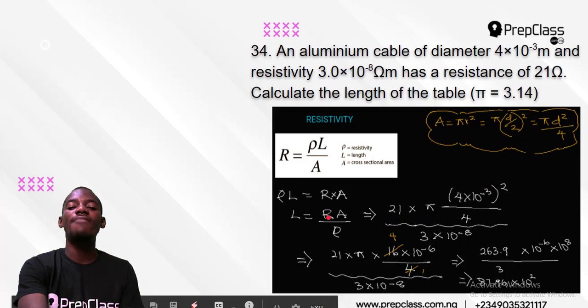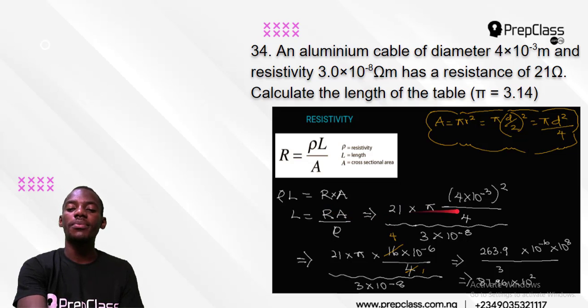So from here, I have my resistance in the question as 21 ohms, right? Then my area from here is pi d squared over 4. So plug it in here. My pi remains pi. My diameter given to me is 4 times 10 to the power minus 3, all squared, then over the 4, right? Then over the resistivity below, which in the question is 3 times 10 to the power minus 8, and that's what I have there.